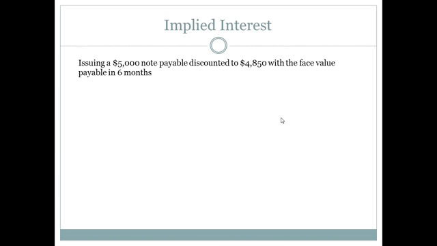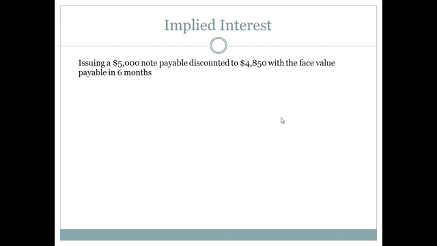The face value of the note is the $5,000. What we are getting today is $4,850. Notice here that there's no interest rate that's necessarily stated, but rather the interest is implied. We borrow $4,850 today, and 6 months from now we repay $5,000. The difference between what we borrow and what we repay is going to be classified as interest, the cost of borrowing.